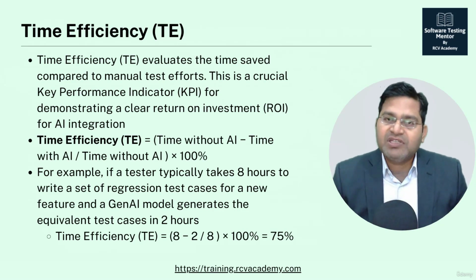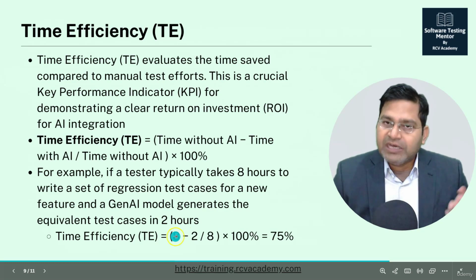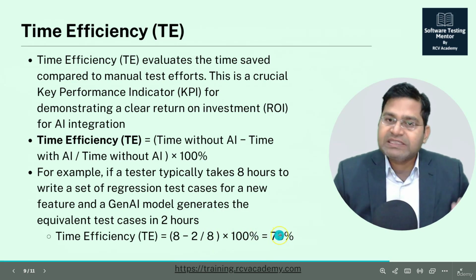So the time efficiency in that case will be 8 minus 2, divided by 8, multiplied by 100, which is 75%. Okay. So the time without Gen AI minus the time with Gen AI, divided by the time without Gen AI, into 100, represented in percentage, which is 75%. So that's the time efficiency you will get.